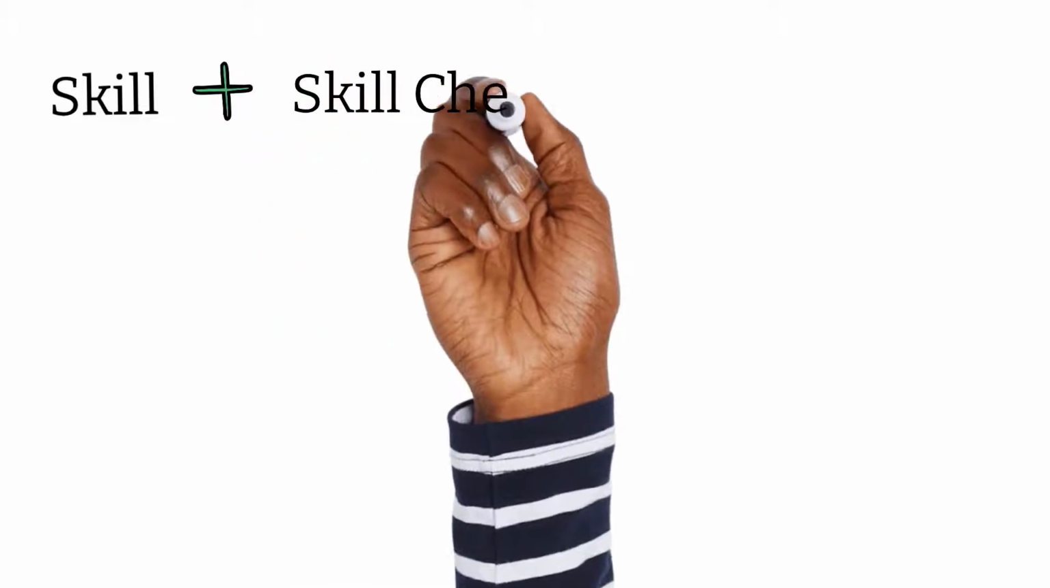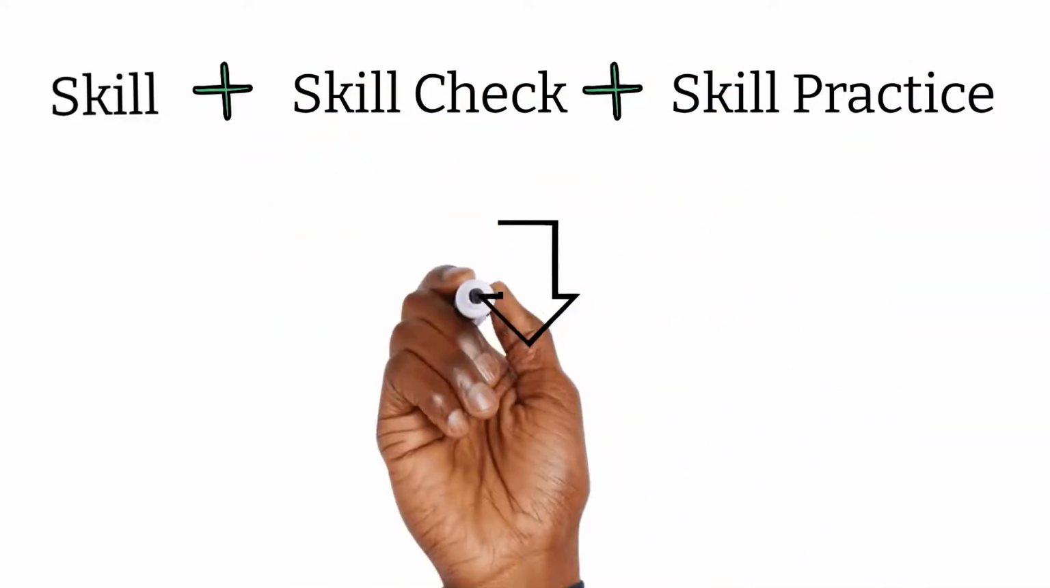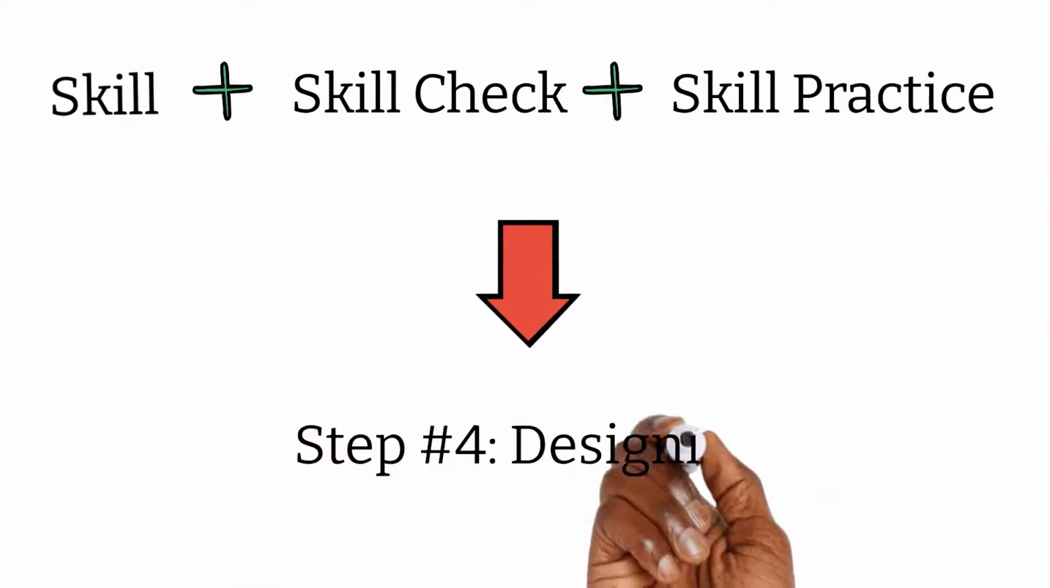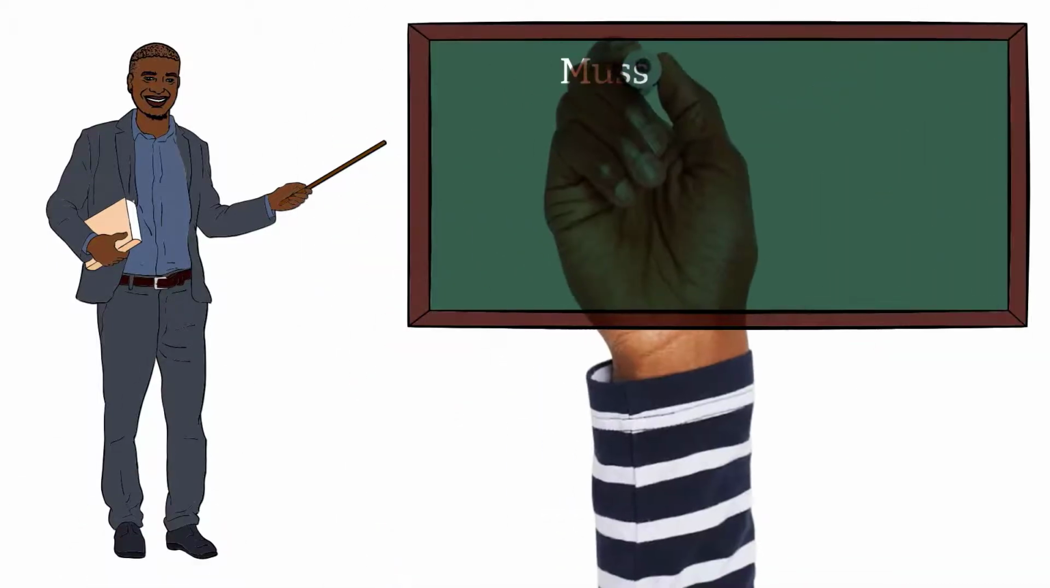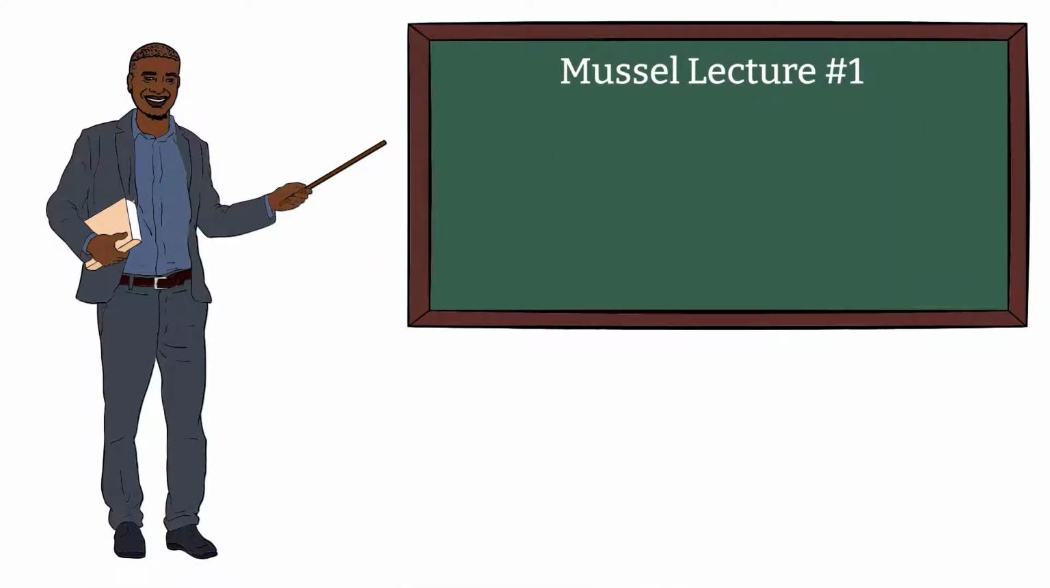It's only after the skill check and skill practice have been identified that you should proceed to step 4 in the process, designing the content of the training session. Now, when I say content here, I'm talking about all those moments in the training when the student is listening instead of doing. This could be instructors providing short lectures or demonstrating the skill before the students get a chance to practice. But either way, the content should be centered around the skill that was identified in step number 1.